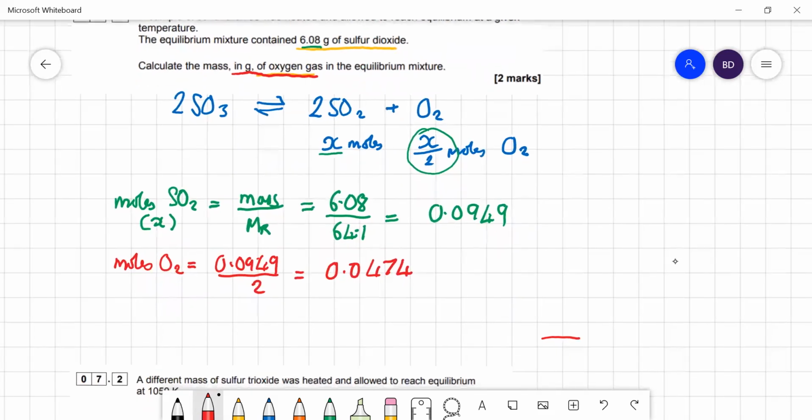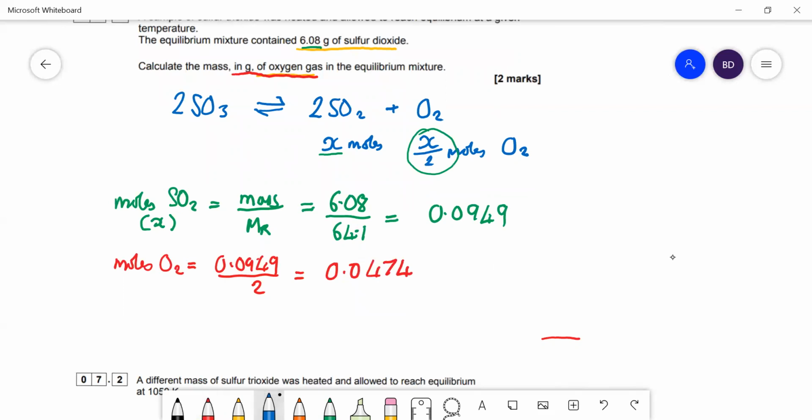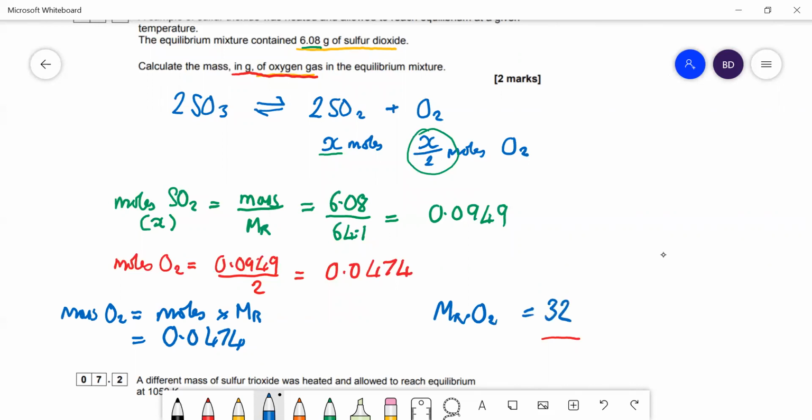So for the mass of oxygen, you've got to multiply by the Mr. Mass of O2 is equal to moles times Mr. So that's 0.0474 times the Mr of O2, and don't forget, O2 is 2 times 16, which is 32. That is going to be 1.517 grams. We should really give it to 3 significant figures, so that's 1.52 grams.